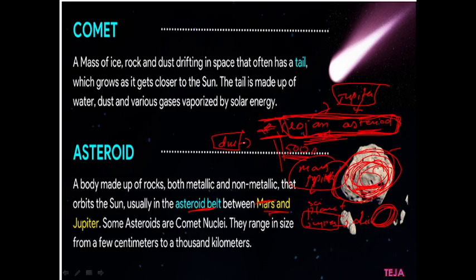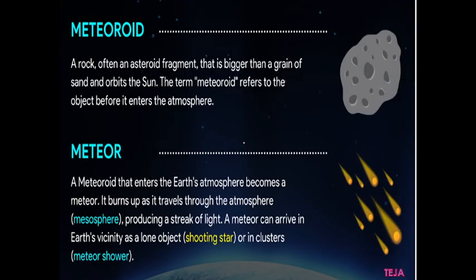And the next important thing is meteoroid. Okay, the next important thing is meteoroid. A rock often from an asteroid fragment that is bigger than a grain of sand and orbits the sun. The term meteoroid refers to the object before it enters the atmosphere.